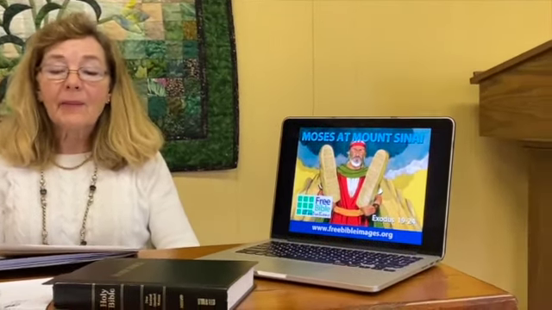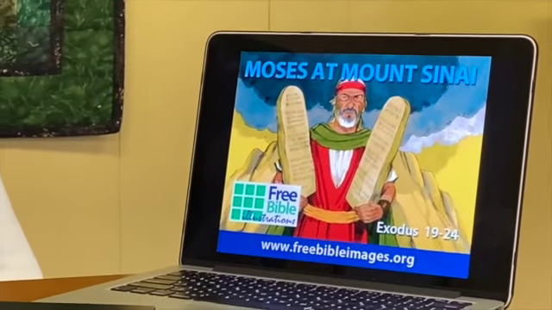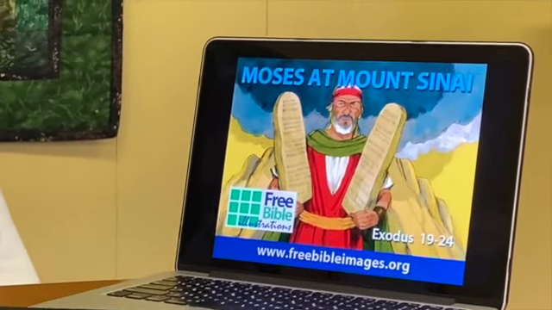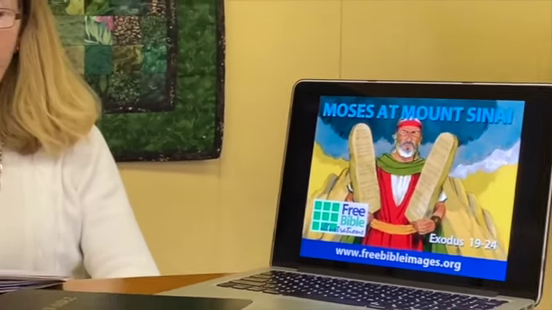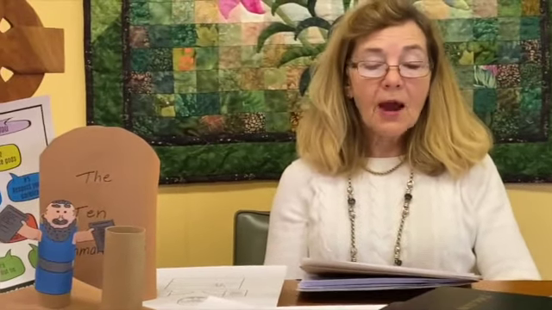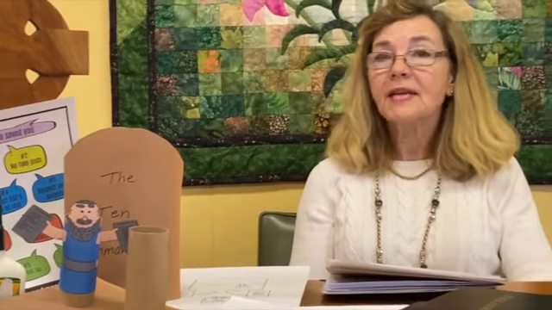Our story today is the Ten Commandments or Moses at Mount Sinai, which is adapted from Mission Bible Class with images by Sweet Publishing and licensed by Free Bible Images. We have two coloring pictures and two crafts about Moses and the tablets of the Ten Commandments, as well as a variety of other activities for you to enjoy.